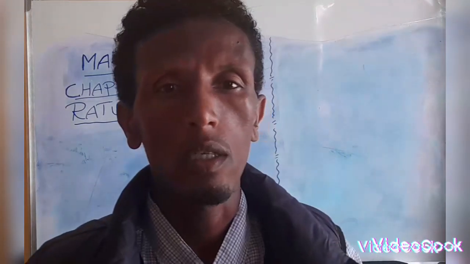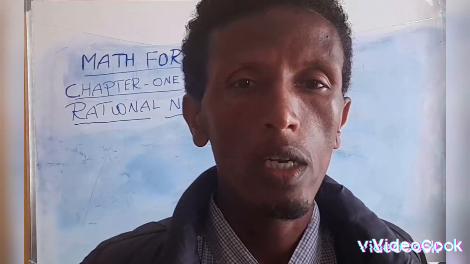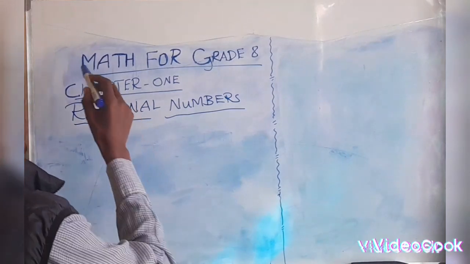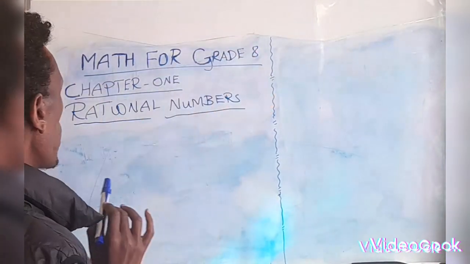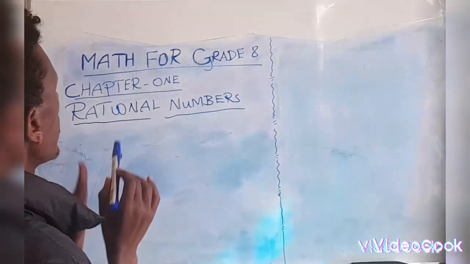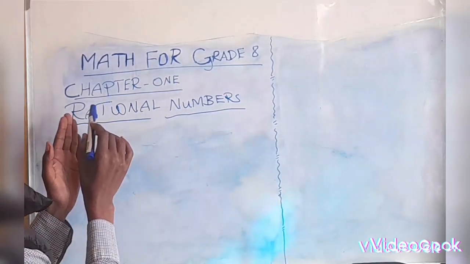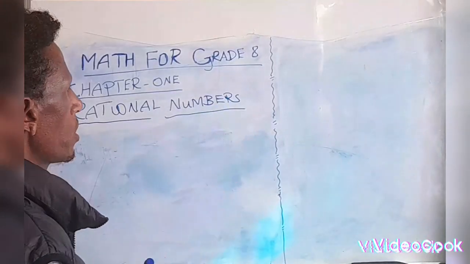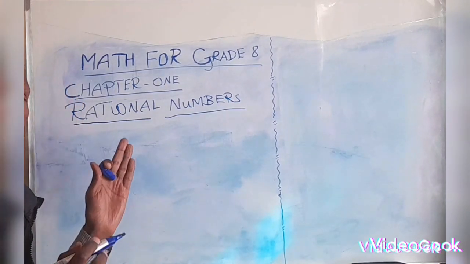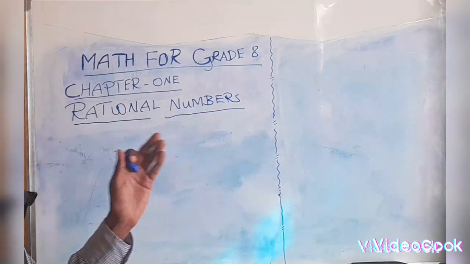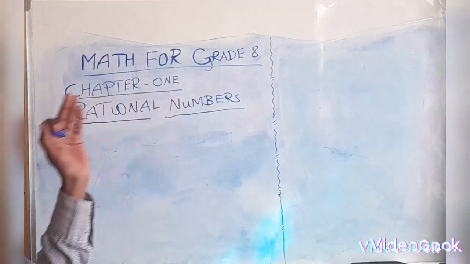So once I have said this important point about my channel, now let me get to start my today's topic. As you can see here, my today's topic is about maths for grade 8. Today I'm going to start chapter 1, which talks about rational numbers. Under this I'm going to discuss the definition of rational numbers and also the relationship between rational numbers and other numbers.